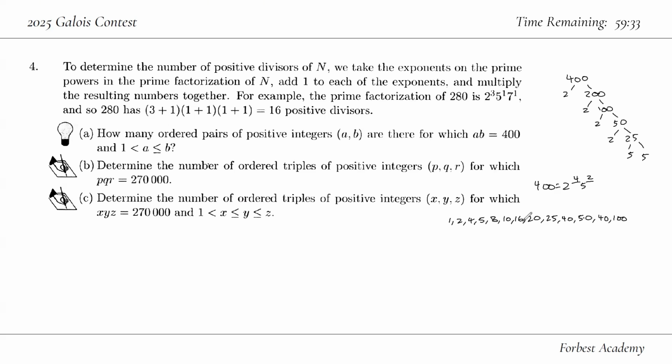50 times 8 and 5 times 80. 100 times 4, 2 times 200, and 1 times 400. So these are our 1, 2, 3, 4, 5, 6, 7, 8, 9, 10, 11, 12, 13, 14, 15 factors. This pair we're not interested in because we want a to be greater than 1.